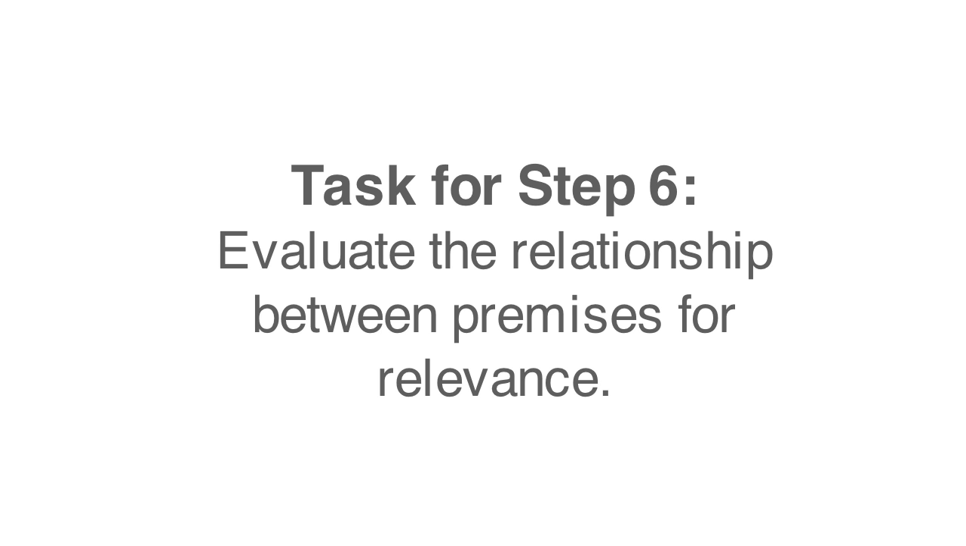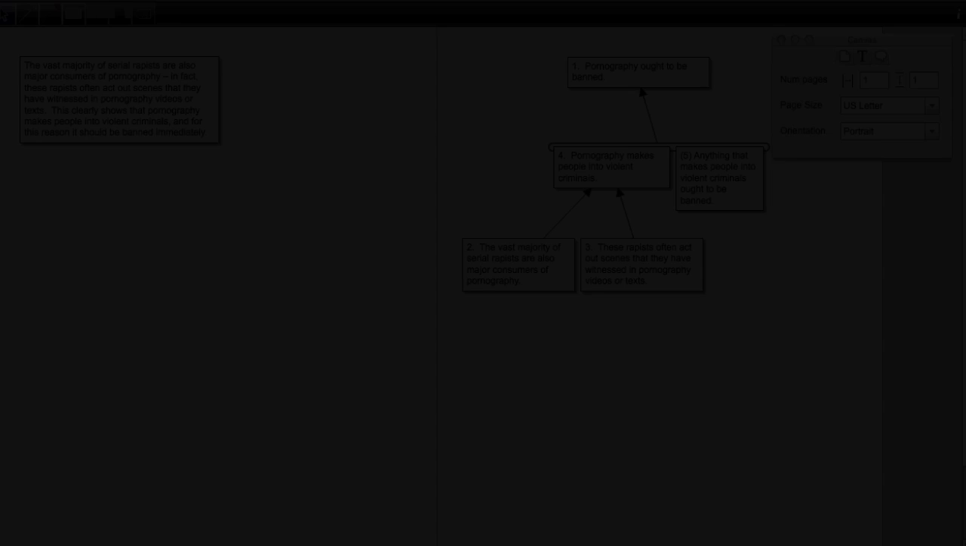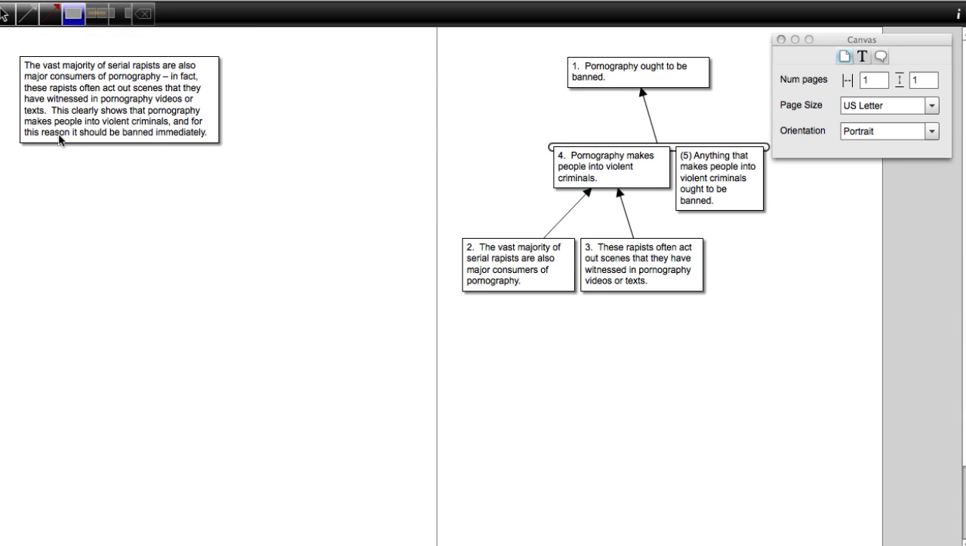Okay, so we're on step 6 now, evaluating premises on the basis of relevance. And we've come up to example number 3. So I'm going to put a box in here that will hold all my evaluations of the premises. We've got 4 premises in this example.